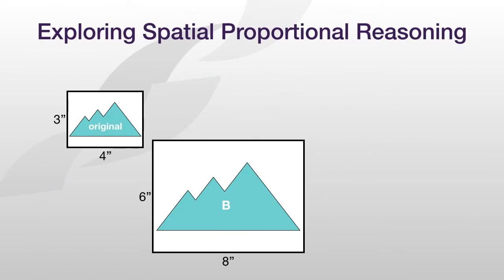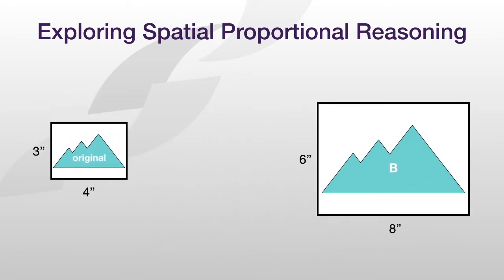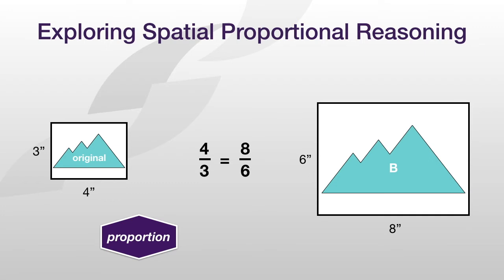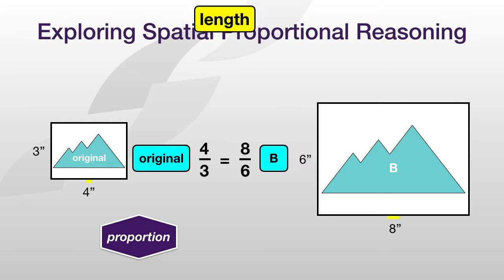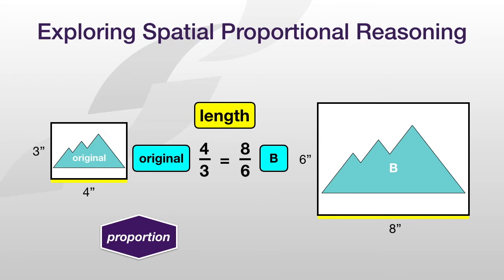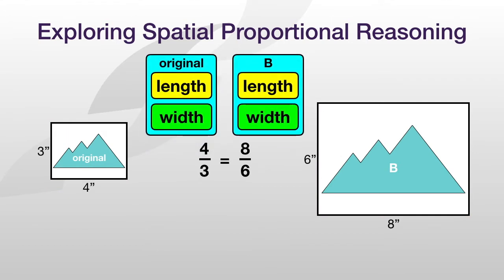Photo B is a true enlargement of the original photo. You may have spotted some doubling. Let's take a closer look. We can write a proportion to express the relationship. A proportion is an equation that says that two ratios or rates are equivalent. Notice that the fraction on the left represents the dimensions of the original photo, and the fraction on the right represents the dimensions of photo B. Also notice that the numerators represent the lengths, and the denominators represent the widths. This proportion says that the ratio of length to width is the same for the two photos.